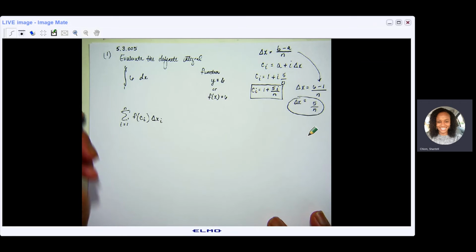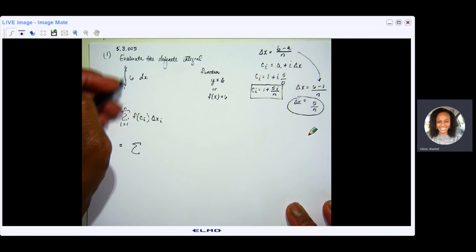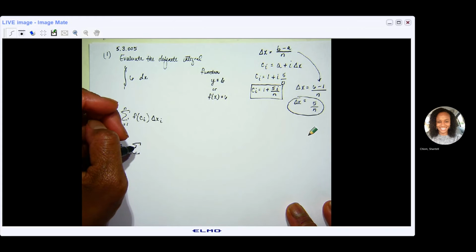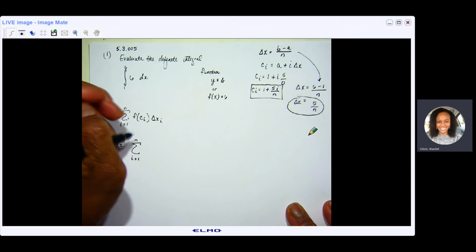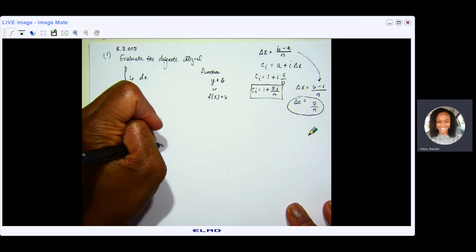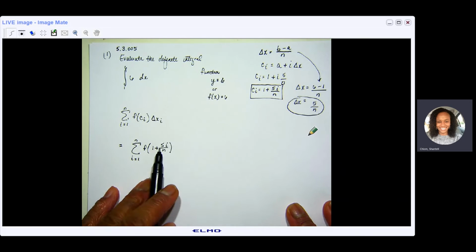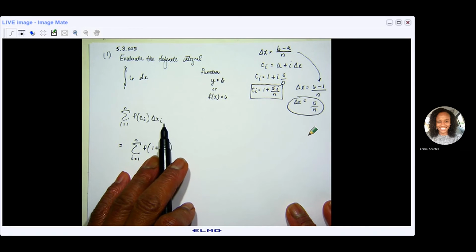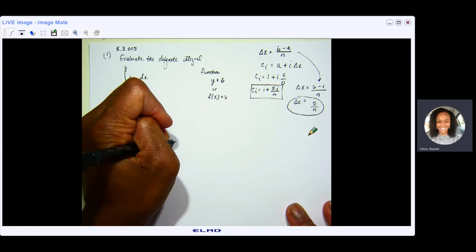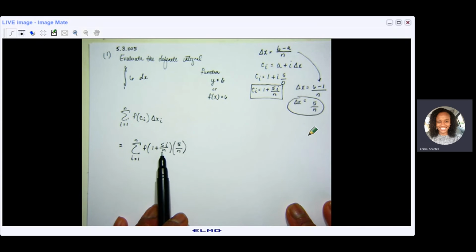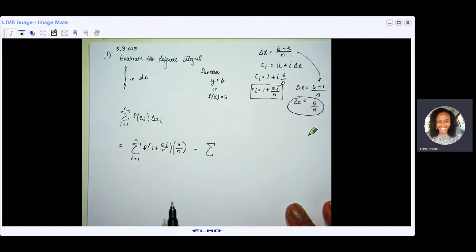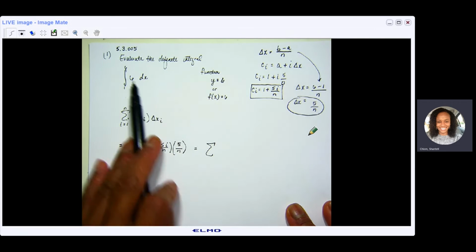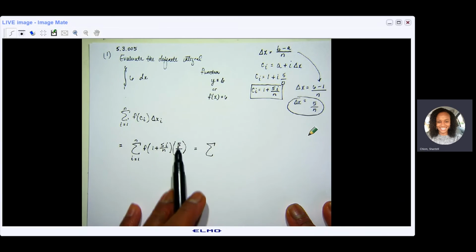Okay, so our function f of x equals 6, or y equals 6, the integral from 1 to 6 of 6 dx is equal to the sum from 1 to n of f at 1 plus 5I over n, just replacing the c sub I with that, times delta x sub I, which is 5 over n. I've got the function at c sub I times delta x sub I. Keeping that going, this is just the function at this particular value, where our function is just a constant. So that's just 6 times 5 over n.